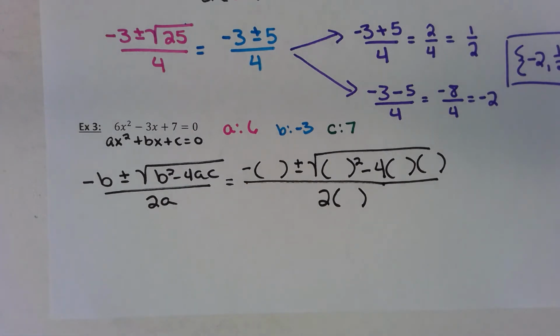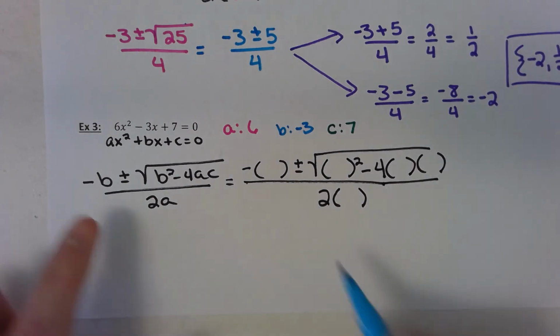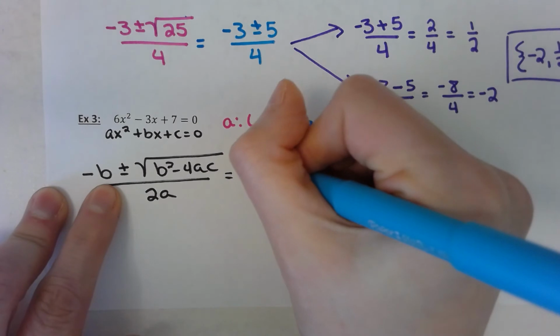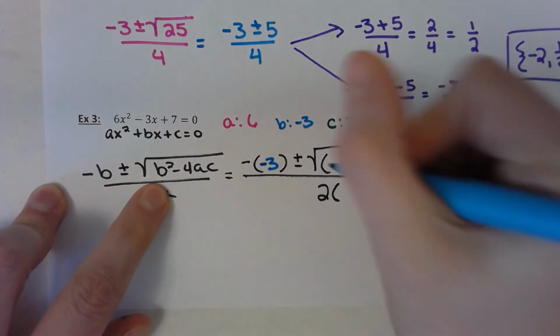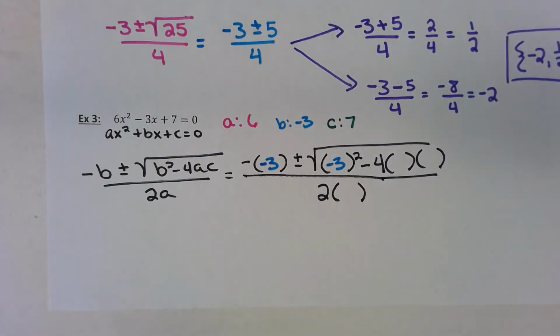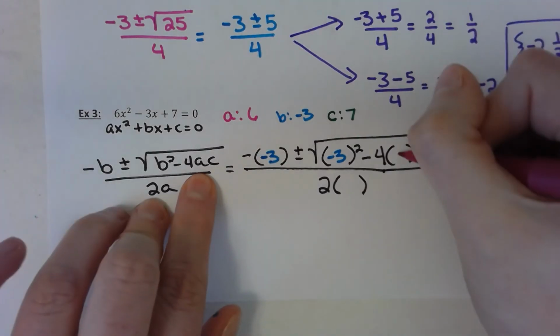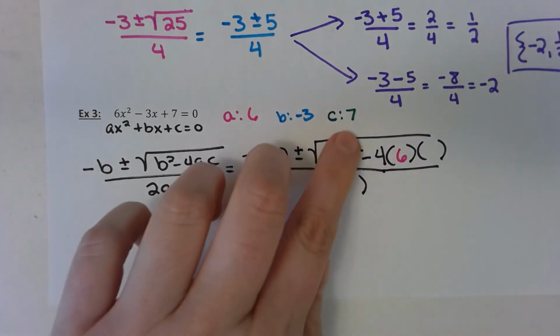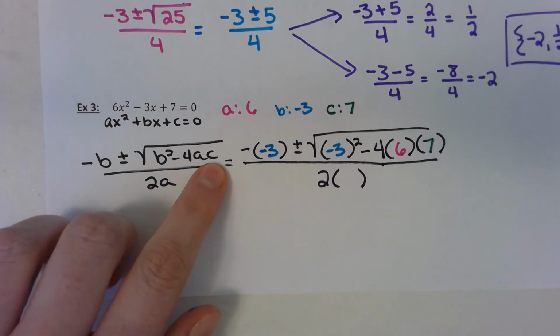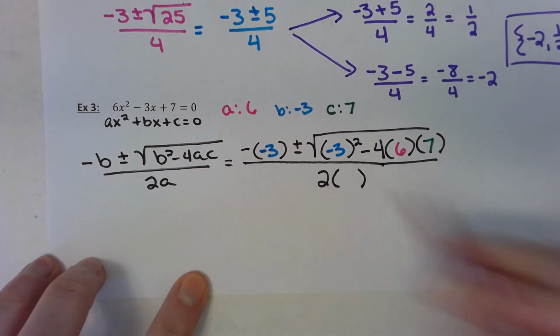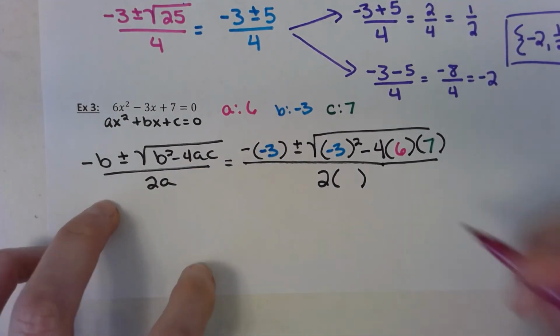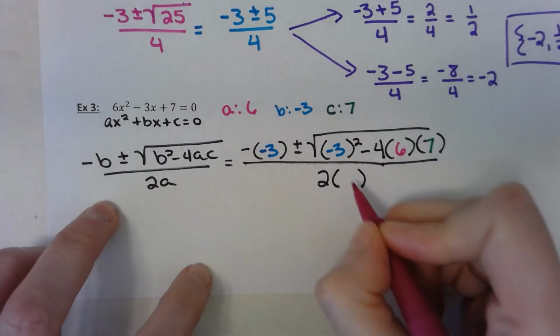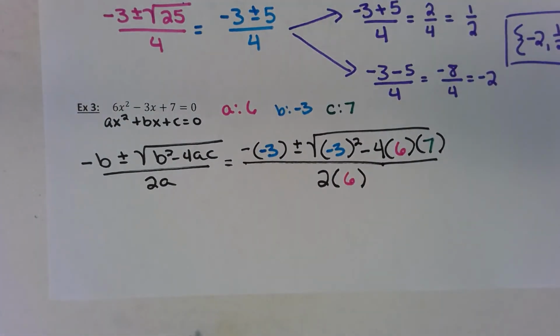Okay, let's plug in our values. Now this first thing, it has b right here. Well, my b value is negative 3. B goes here too, negative 3. My a value is the next blank, that is 6. Then my c value is 7. On the bottom row, I have 2 times a. Well, my a value is going to be positive 6. Okay, so after we've done that, now we need to simplify this in our next step.